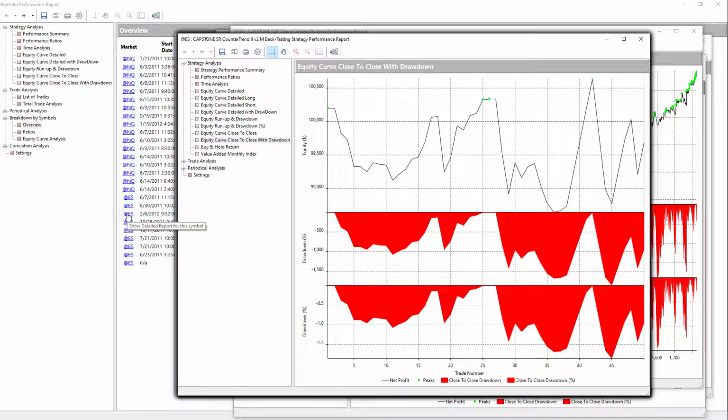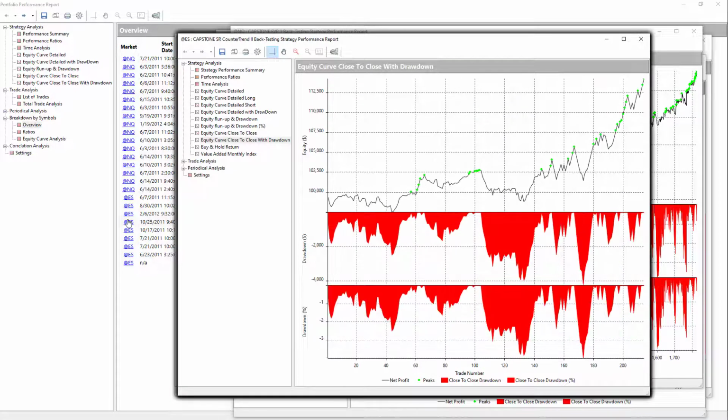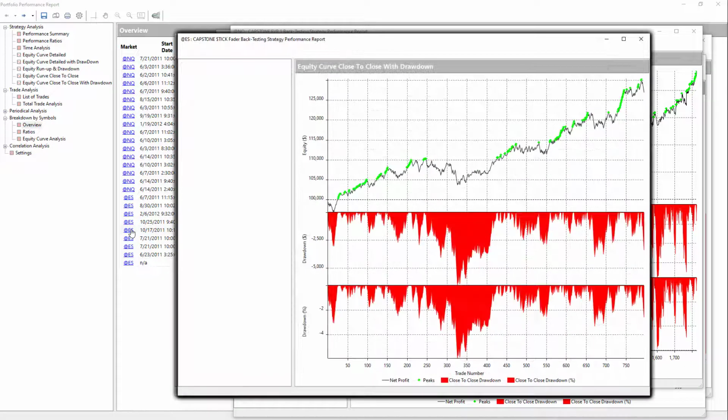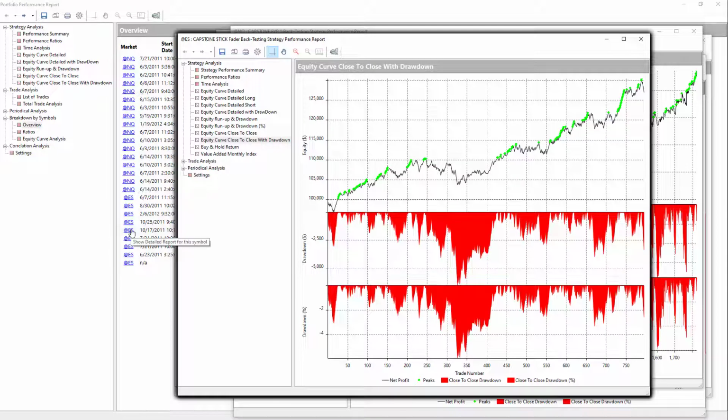SR Counter Trend 2 V2M, pretty much sideways. And so SR Counter Trend 2, this did terrible on the short side, does good on the long side. Tick Fader, not so good on the short side, good on the long side, a normal drawdown.